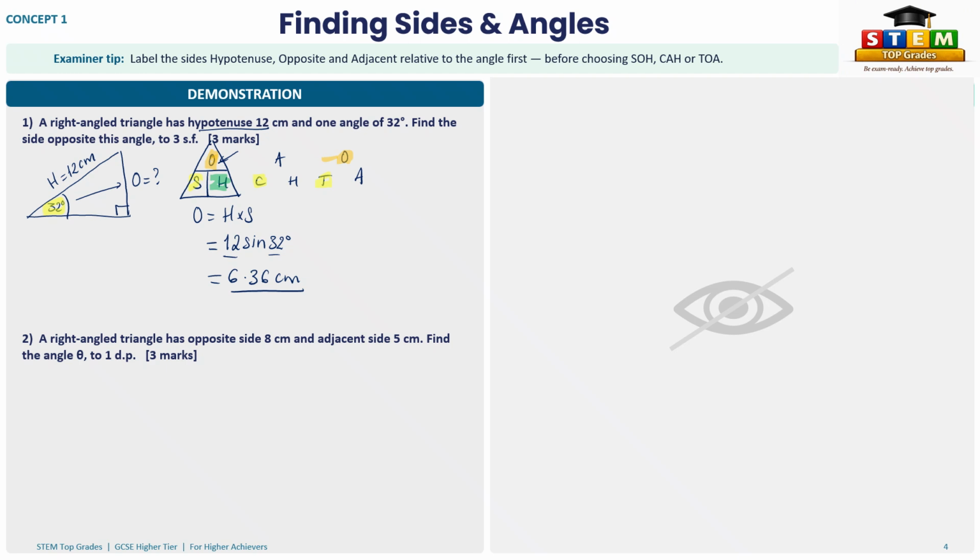Now the second one says a right-angled triangle has opposite side 8 centimeters and adjacent 5 centimeters. Again, I'm going to draw a triangle to make it clear what's happening. So we have our angle here. We don't know the angle. The symbol is theta, so that's what we're going to use. The opposite is the side facing it, so opposite is 8 centimeters, and the adjacent is going to be 5 centimeters.